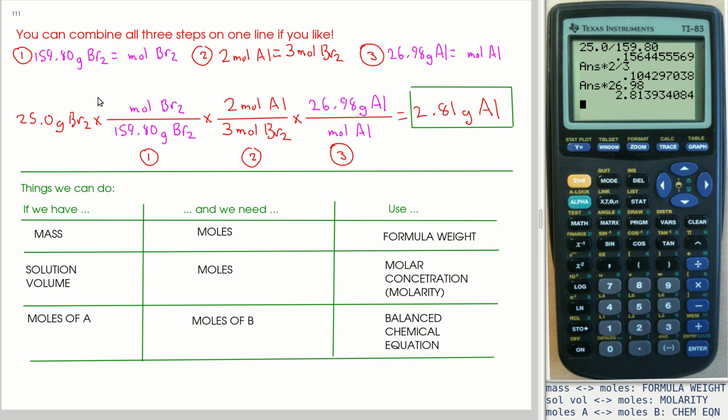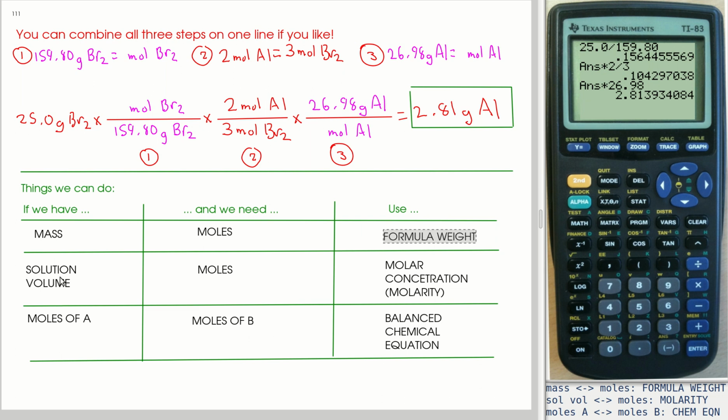Now, to kind of sum up here, we have several things we can do to solve chemical problems now. And we've learned before, if we have mass and we need moles, or if we need to go the other way, the thing we are to use is the formula weight.